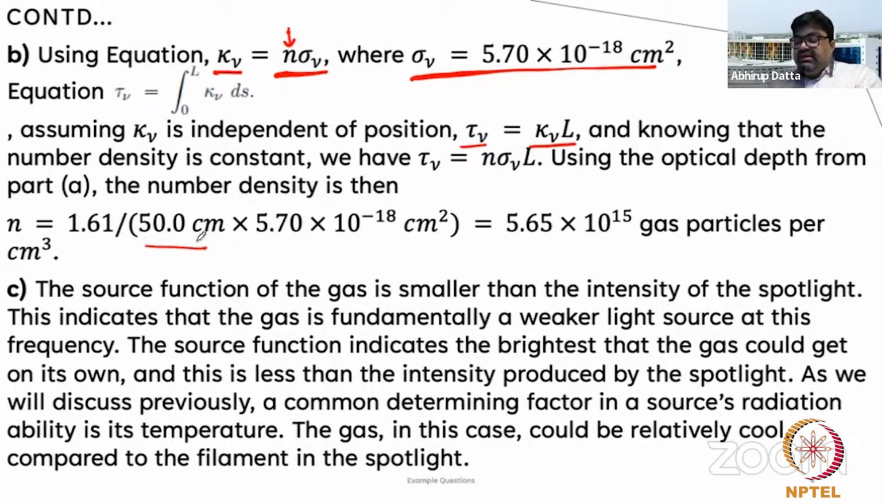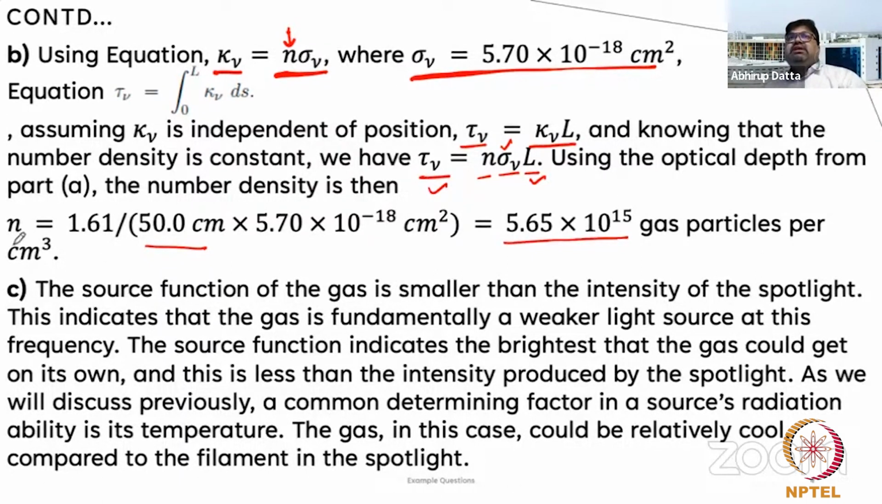If we put that in the expression, I get tau nu is equal to sigma nu times n times L. I know sigma, I know L, and I know tau, so I can calculate what the value of n is. That comes out to be 5.65 times 10 to the power 15 gas particles per centimeter cube. Okay, that's our 2 questions we have to answer.